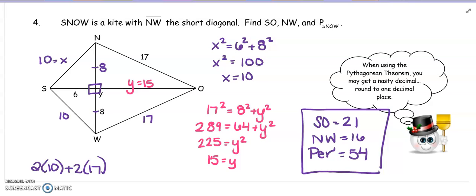So we've talked about our kite. Our kite has 2 distinct pairs of consecutive congruent sides. The diagonals are perpendicular to each other. One set of opposite angles are congruent and one set of opposite angles are bisected.